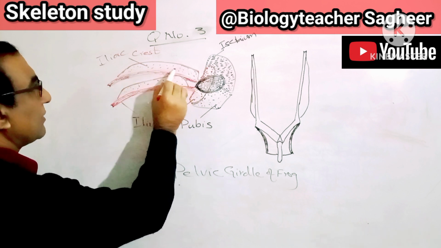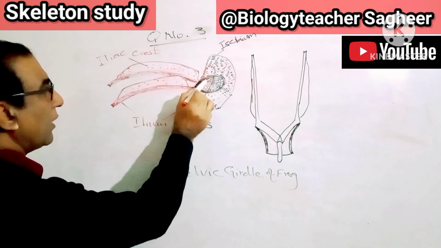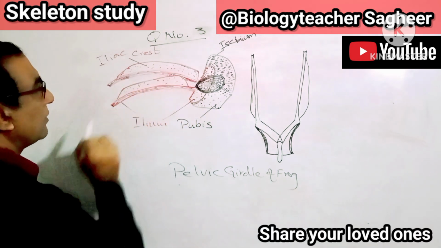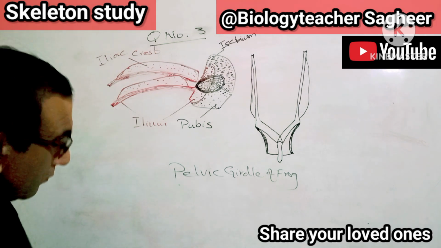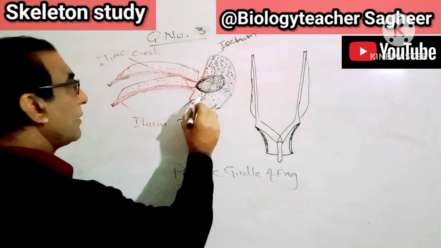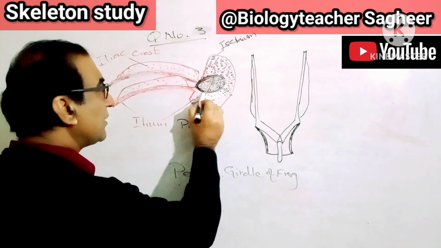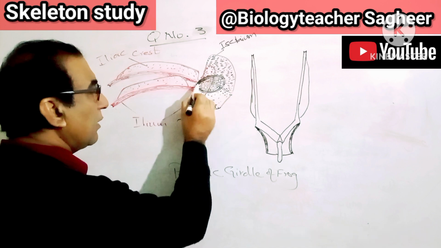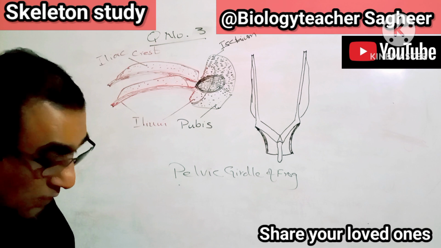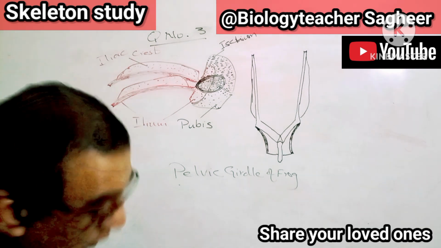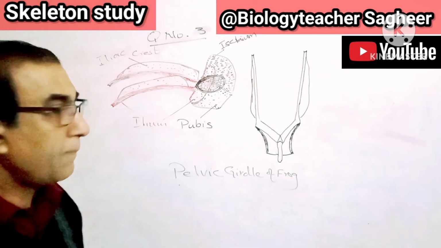Okay, the crest of the ilium, and this is from here to here and up to here. This is ilium. Now here is the acetabulum. This one. This is the cavity which is called acetabulum. Here in this cavity, the head of the femur is attached. Okay.